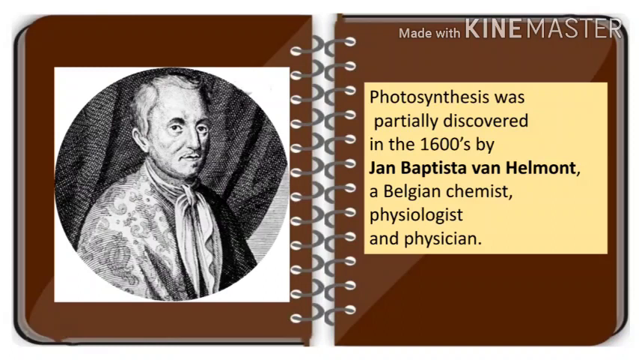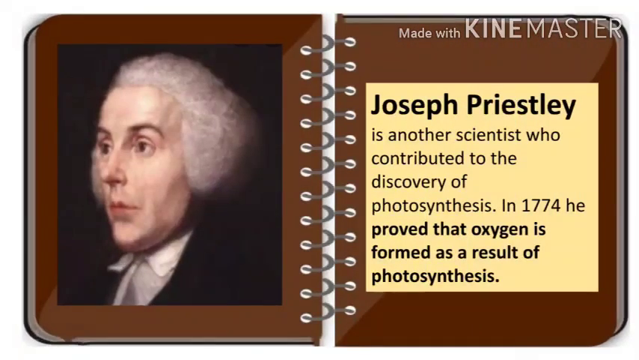Photosynthesis was partially discovered in the 1600s by Jan Baptista van Helmont, a Belgian chemist, physiologist and physician. Joseph Priestley is another scientist who contributed to the discovery of photosynthesis. In 1774, he proved that oxygen is formed as a result of photosynthesis.